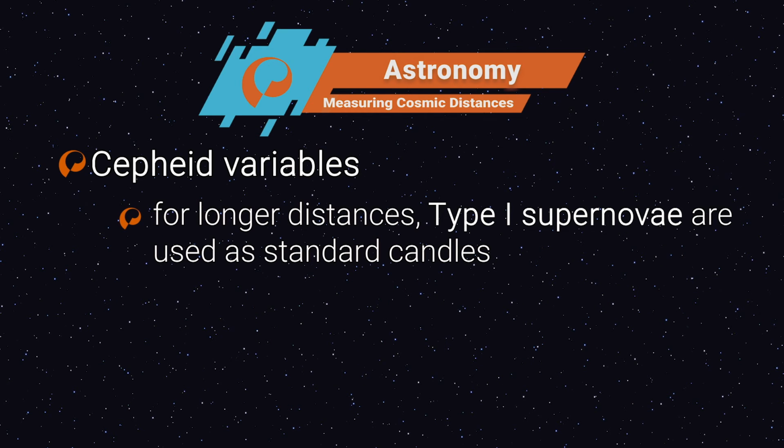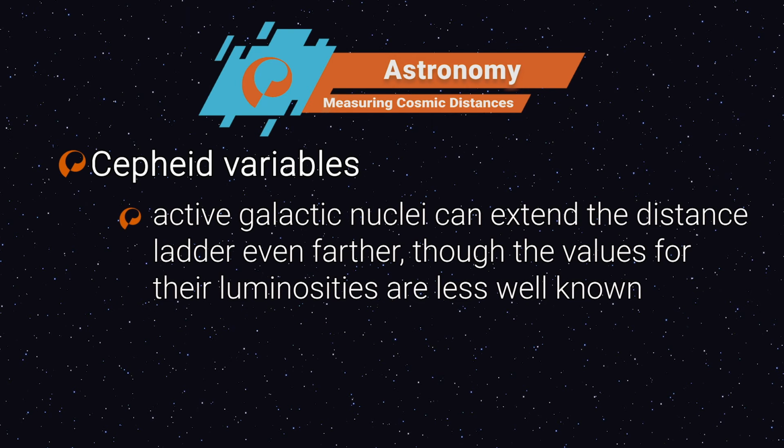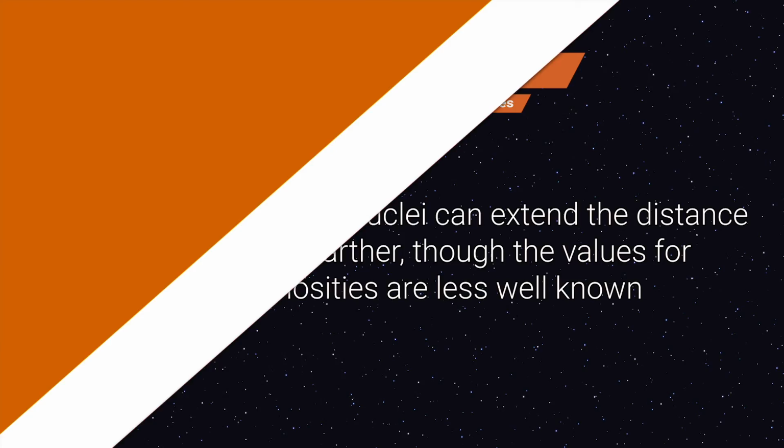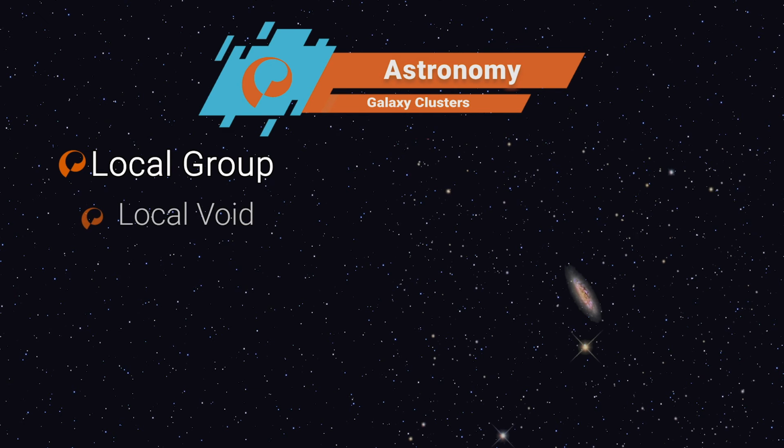For longer distances, Type 1 supernovae are used as standard candles. All of this type of supernovae are known to have nearly the same luminosity. Active galactic nuclei can extend the distance ladder even farther, though the values for their luminosities are less well known. The local group is a bound group of about 50 galaxies, including the Milky Way and the Andromeda Galaxy, surrounded by the local void. It has a diameter of approximately 3 megaparsecs.